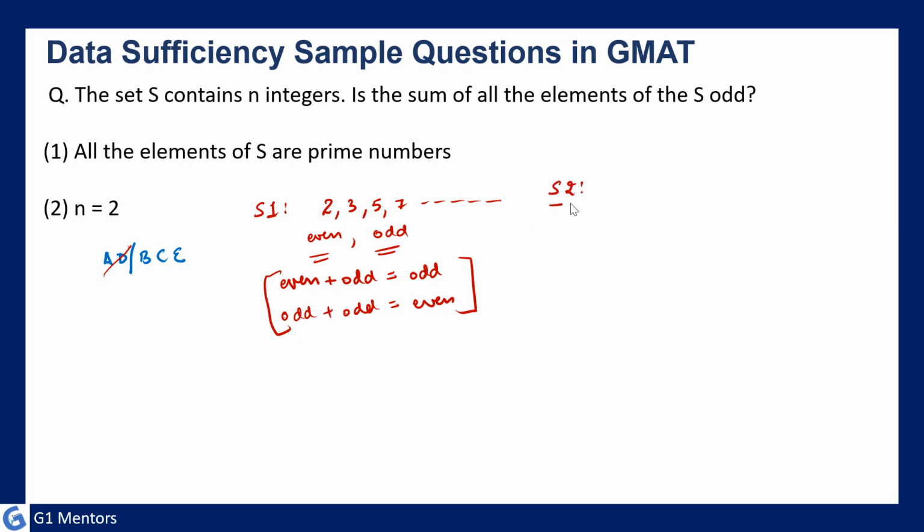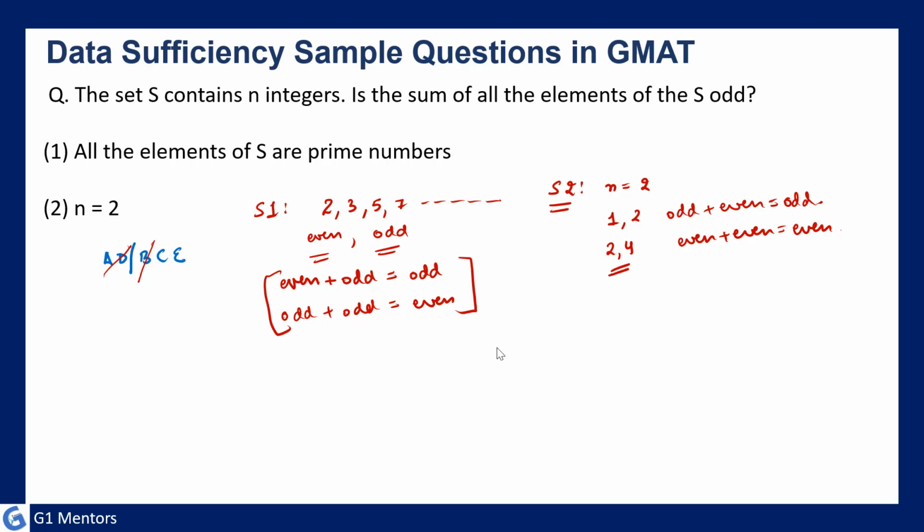Now let's see statement 2. Statement 2 says n is equal to 2. That means the set S contains only 2 integers. The 2 integers may be 1 and 2, or they may be 2 and 4. We never know. If we add odd plus even, it will be an odd number. If we add even plus even, it will be an even number. So statement 2 alone is also not sufficient to answer. So we strike off B as well.